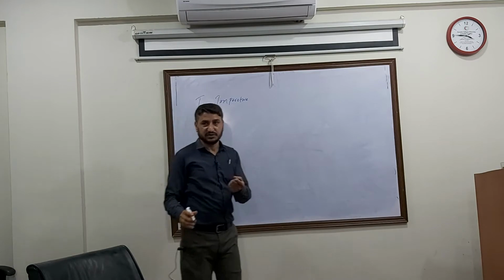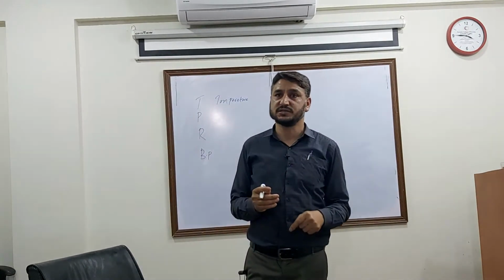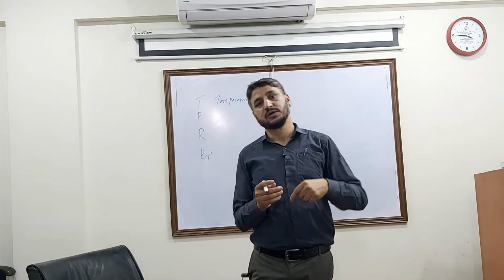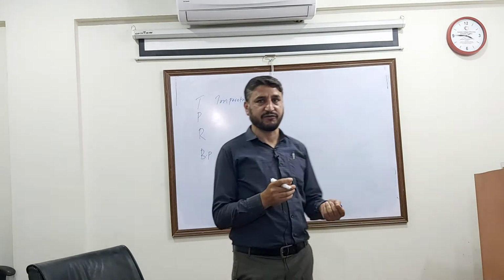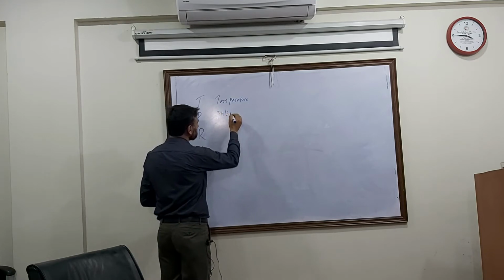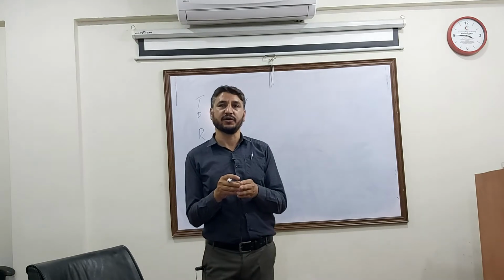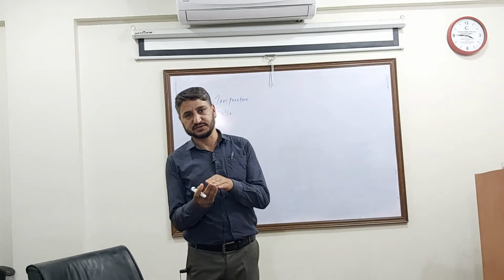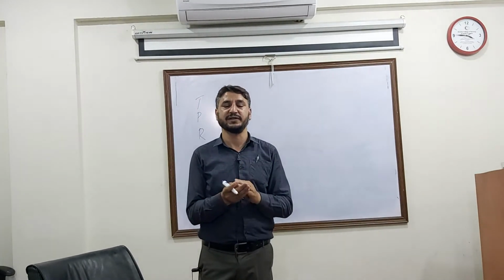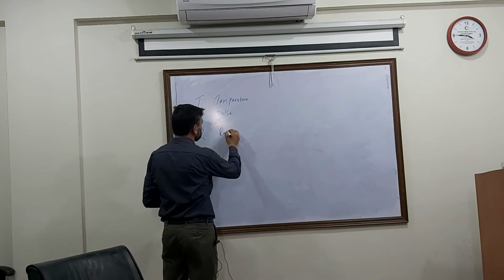We assess the patient. If the patient has fever, we say the patient is febrile. If the patient has no fever, we say the patient is afebrile. P stands for pulse. We take the pulse from the radial artery. If the pulse is below 60, it is called bradycardia, and when the pulse is more than 100 per minute, that is called tachycardia. And R stands for respiration.